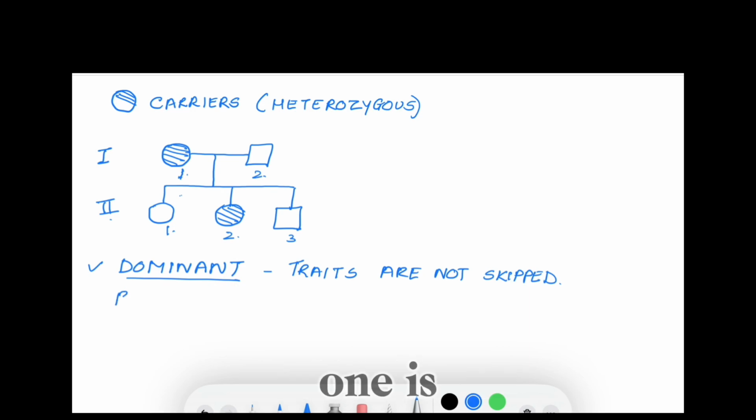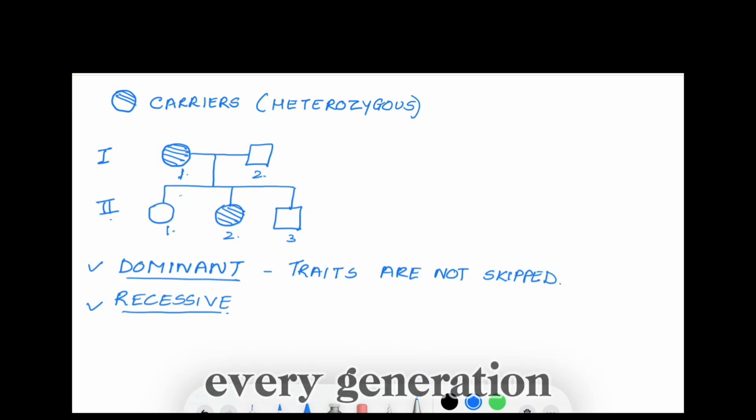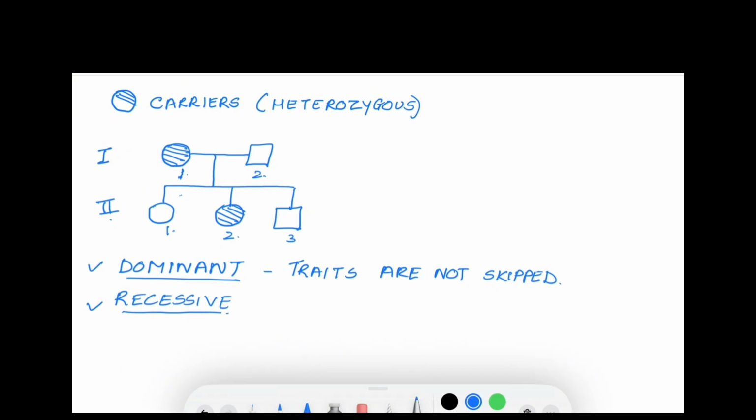The next one is a recessive trait. What is a recessive trait? A recessive trait is when the disorder is skipped. It means we do not see it in every generation. So let's make a pedigree chart and understand that.